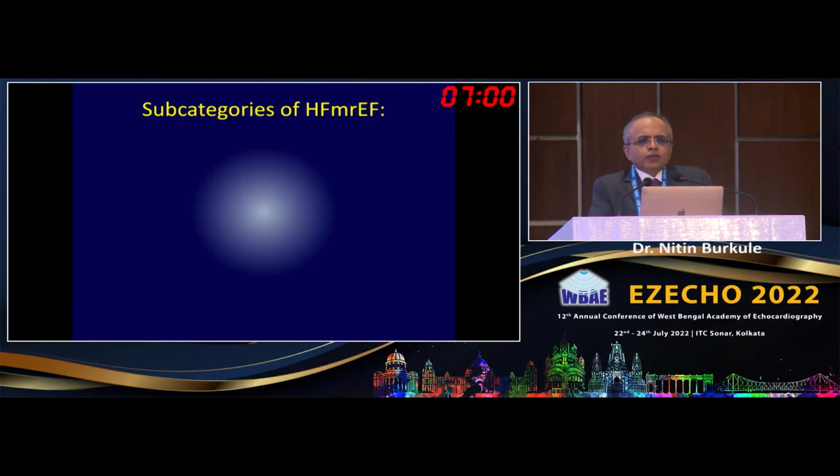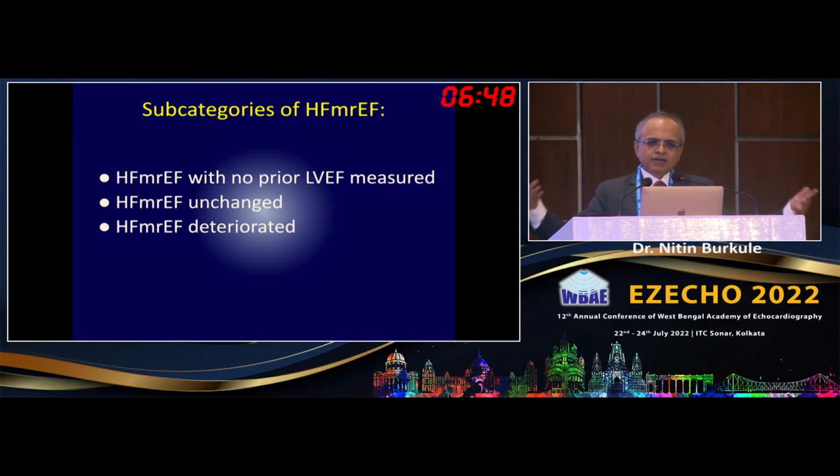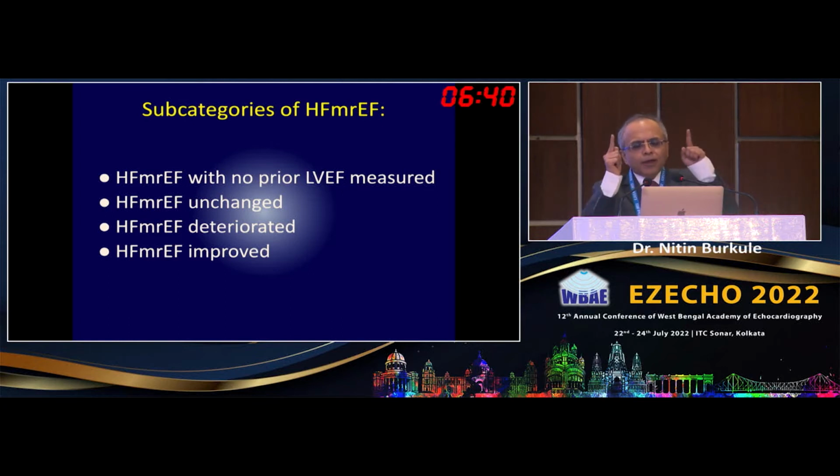So that means the mid-range ones can have different trajectories. The first time you diagnose, you call it mid-range. Then he stays unchanged even on therapy, or he deteriorates and becomes HFrEF, or he improves and goes into the HFpEF category. So that is how the population is moving across this narrow band.